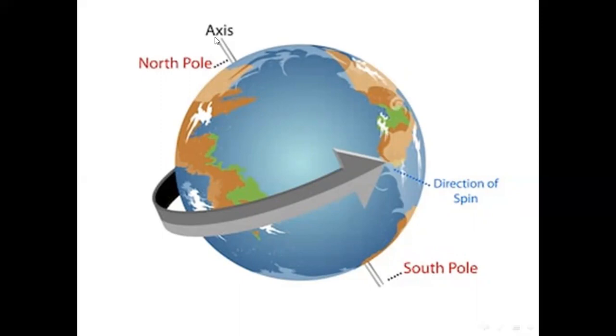How does the Earth move? This is an axis point. An axis is the imaginary line on which the Earth spins. It runs through the center of the Earth from the North Pole to the South Pole. So your Earth moves like this.